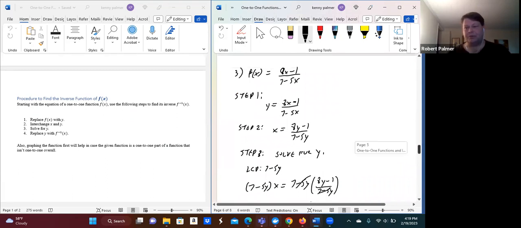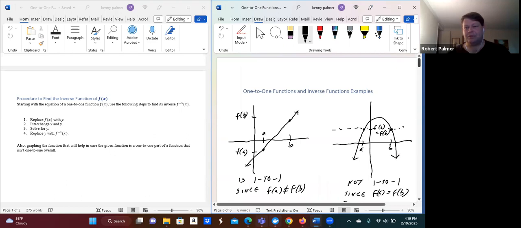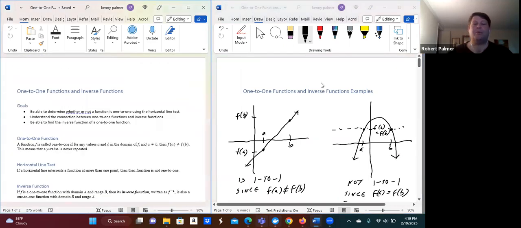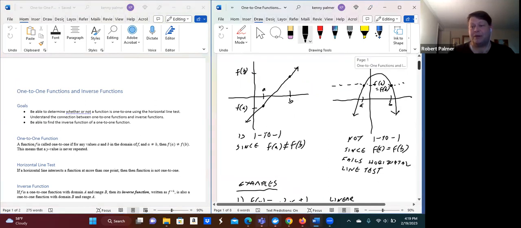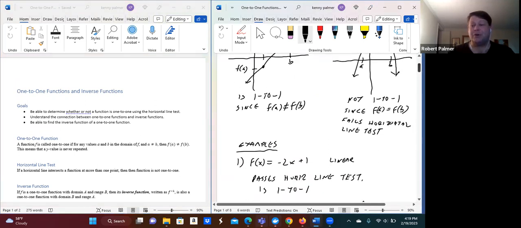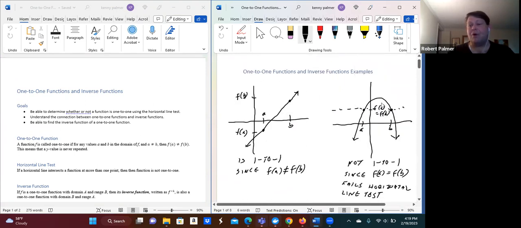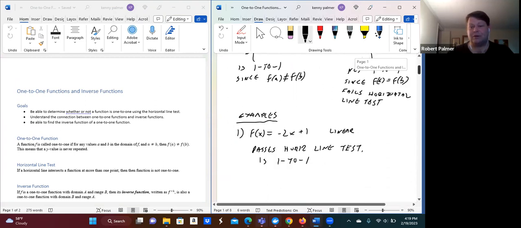Okay, so let's review what we've talked about today. We introduced one-to-one functions and inverse functions. Remember, a one-to-one function has to pass what's called the horizontal line test. If a horizontal line goes through it more than once, it's not one-to-one, and that means y is repeated. To have an inverse function, the function has to be one-to-one, and often part of it will be one-to-one. You can always use that part if necessary.